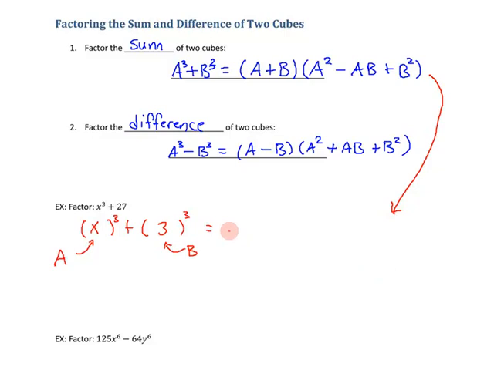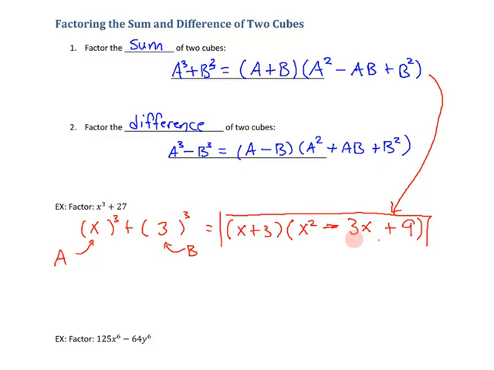Okay, and it gives me a plus b, so x plus 3, times a squared, so that's x squared, minus a times b, x times 3, or 3x, plus b squared. Now b is the 3, so 3 squared is 9. If it's a number, go ahead and just multiply it out. And there it is. That is completely factored. Let's do the last one.